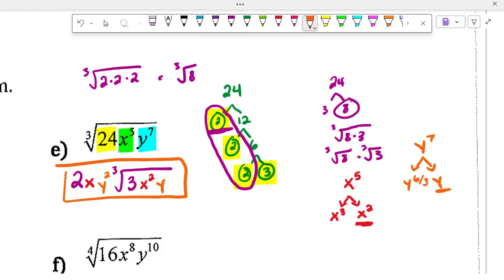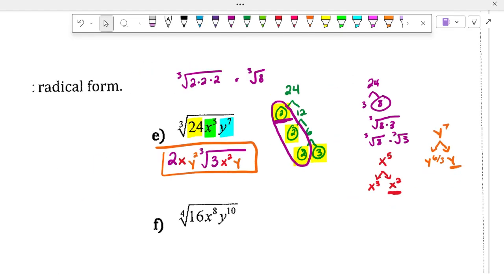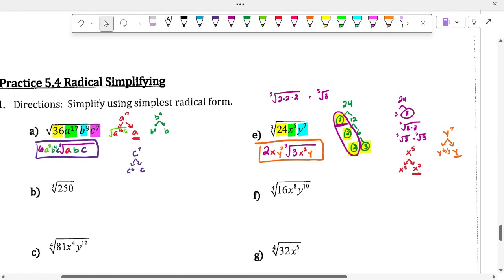Any questions on this stuff, guys? Do I need to do one more? I'm just showing both ways you could do it. So you can either do it with the prime factors or you can do it by finding the perfect cubes. It's pretty much the same method, just different ways of seeing it. All right, does anyone need to see me do another one? Are you guys good?